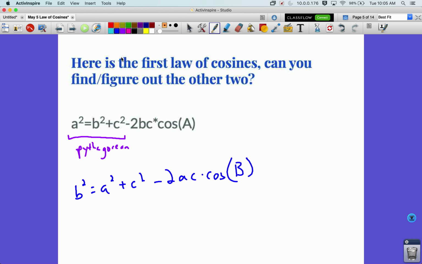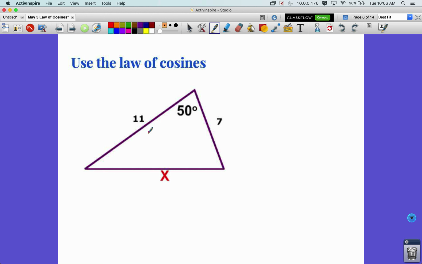And if we're solving for c squared, you get a squared plus b squared minus 2ab cosine big C. Notice this is an angle, and these are side lengths. So this is when you've got three pieces of information, but you can't use law of sines. We'll see it works in this situation here.